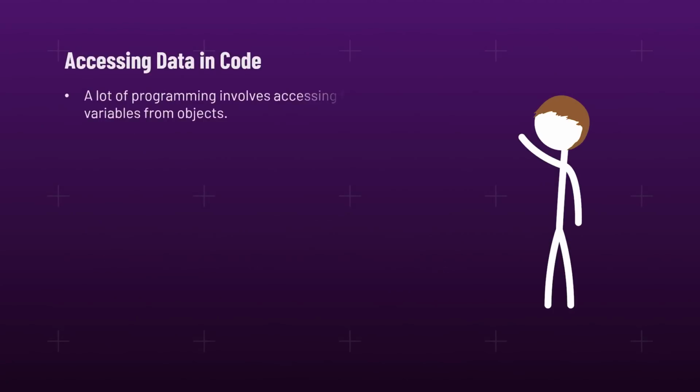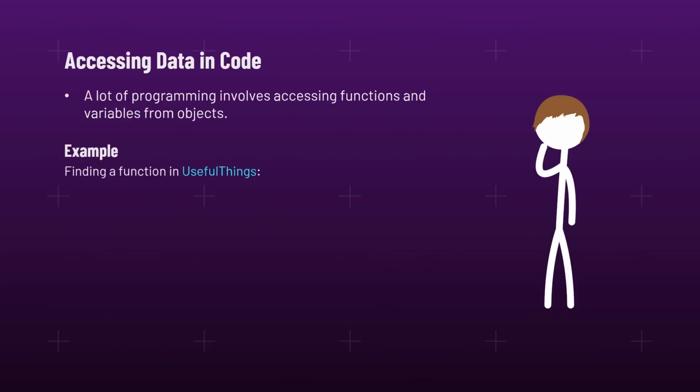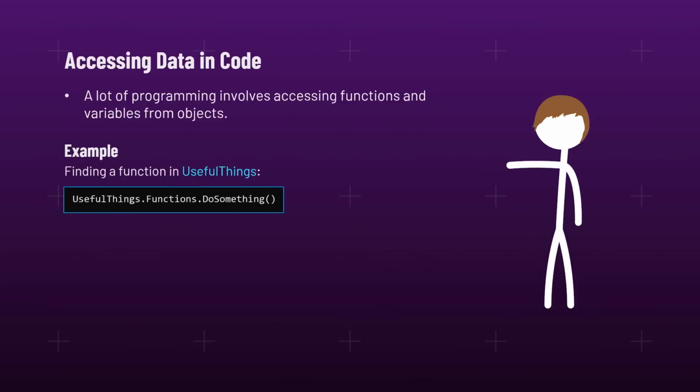A lot of programming involves accessing variables and functions from objects of some kind. Imagine you're writing your script and there's a specific function you want to call, but it's stored in a pre-made library called useful things. I might decide to look up how to get to this function in some documentation or an online help forum, and find that I have to enter the following line, usefulthings.functions.dosomething(). There's a bunch of words with periods separating them, and a couple of brackets at the end, but what does this mean? Well, what we're essentially looking at is a type of address.